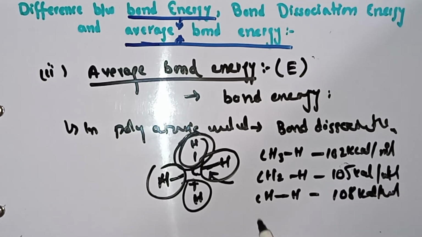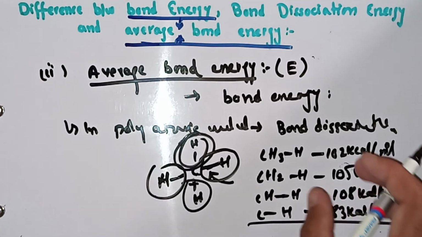While in case of the C-H bond, when there is no hydrogen and you dissociate this bond, the bond dissociation energy for this bond is 83 kilocalorie per mole. 83 kilocalorie per mole. Is that clear?